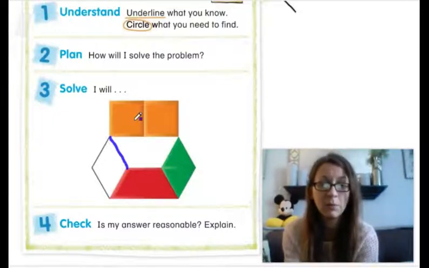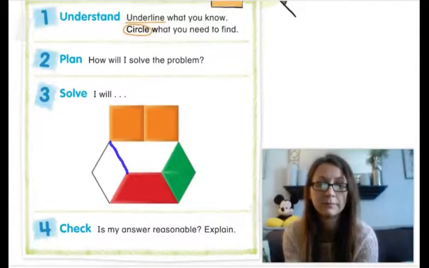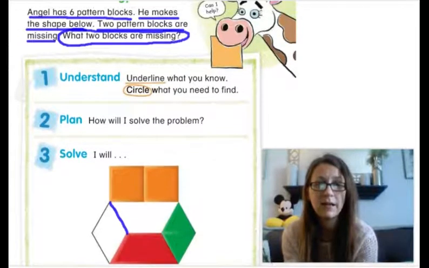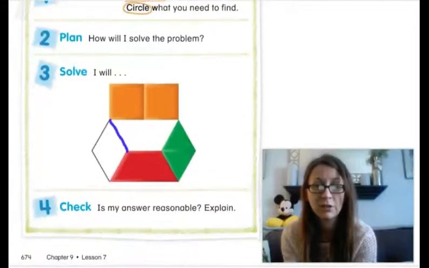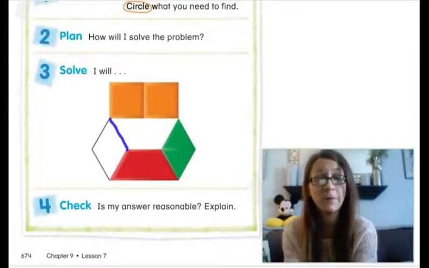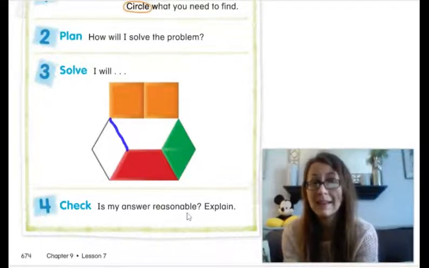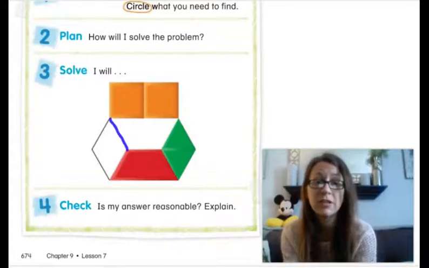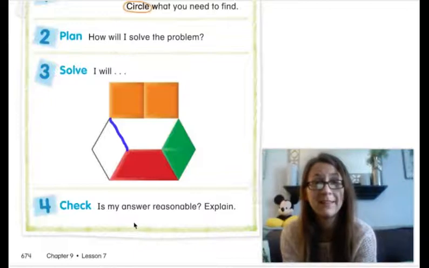So we have 1, 2, 3, 4, 5, 6, and if we go back up to our word problem, it tells us that we had 6 pattern blocks here. So we use the correct number of blocks in this composite shape to complete it. We should have 6. They had 4, and then we had to fill in the 2. So that is our check. Is my answer reasonable? Yes. We filled in the blanks with 2 shapes that would fit, a trapezoid and another parallelogram to complete this composite shape.